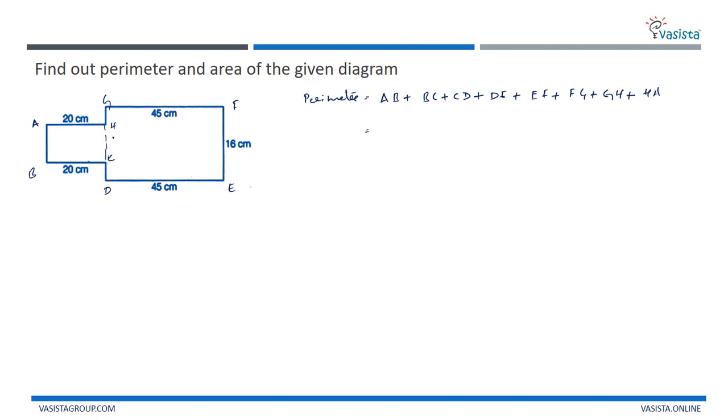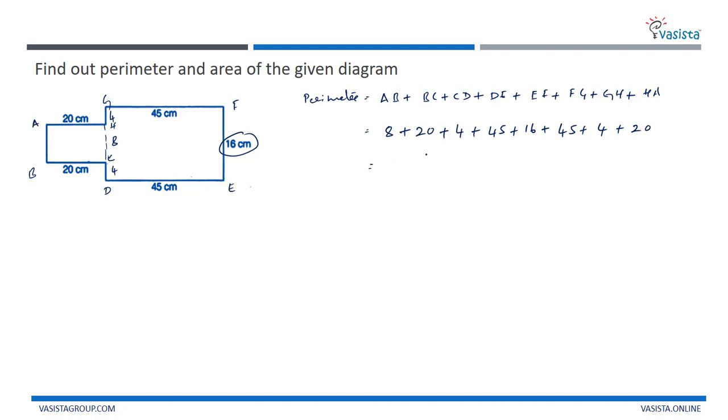So this should be 8. This is going to be 4. This is going to be 4. Why? Because this is 16 centimeter. Let us check. AB is equal to 8 plus 4, BC is equal to 20. Correct. CD is equal to 4, DE is equal to 45, EF is equal to 16, FG is equal to 45, GH is equal to 4, and HA is equal to 20.